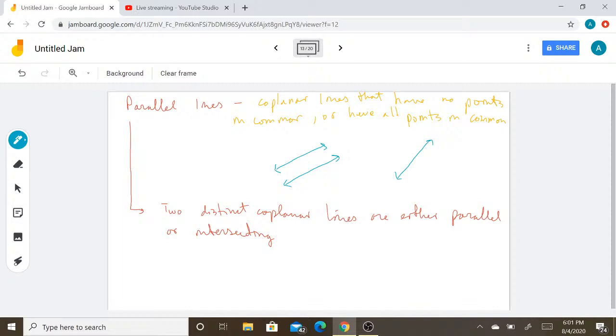Two distinct coplanar lines are either parallel or intersecting. So two lines, it doesn't matter what lines they are. If you have a pair of lines, they can either be parallel or intersecting. So they can be like this, or they can intersect at a point like this. So those are the only two possibilities for a pair of lines. They can be parallel or intersecting.